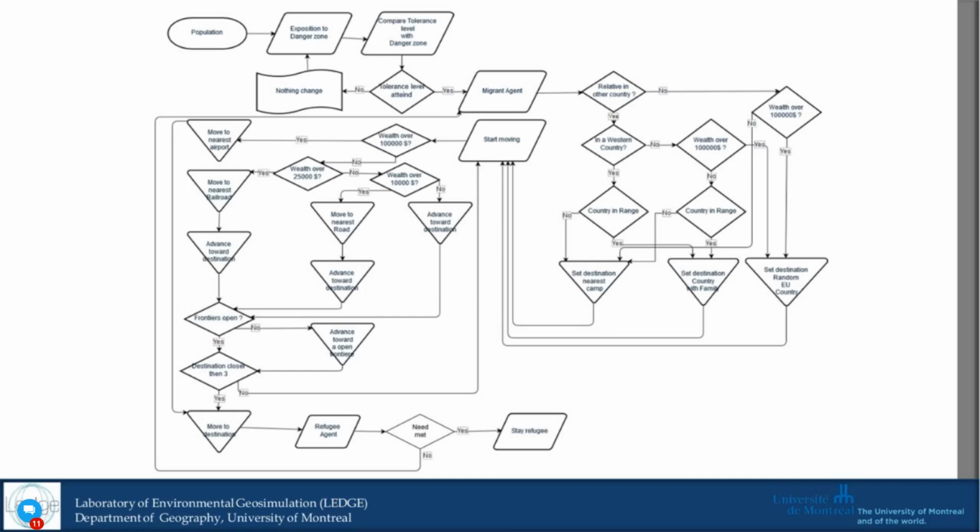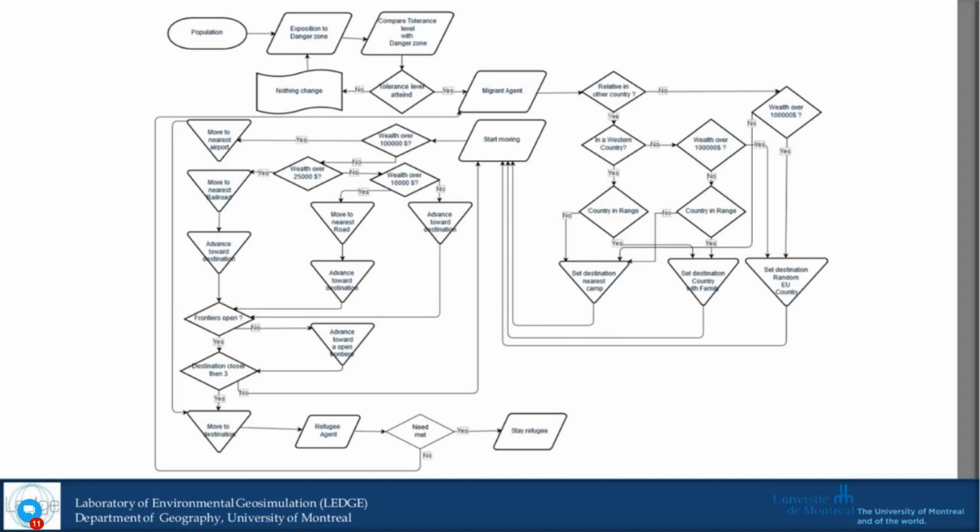In order to move within Syria, they have to decide how to move. Depending on the wealth, you will be able to move by foot, you will be able to take a car, you will be able to take a bus, something like that. That's how they will move, going towards the closest point of exit. That will be the refugee camps.